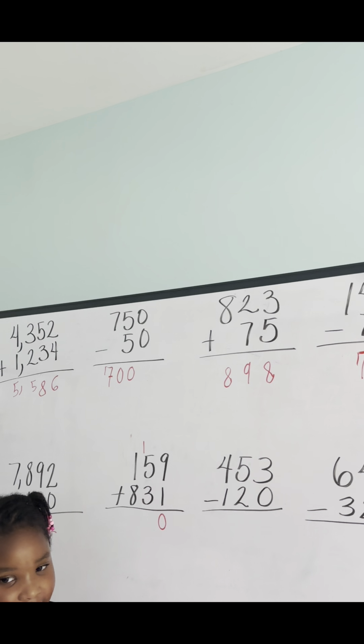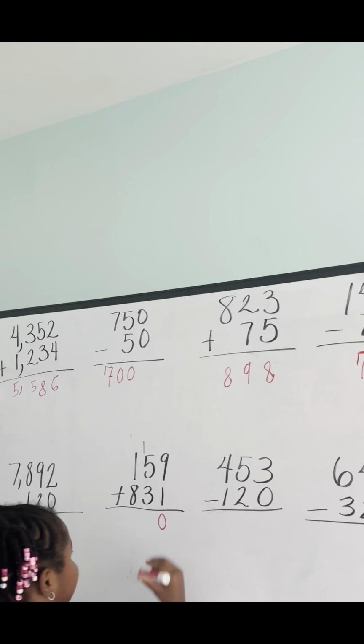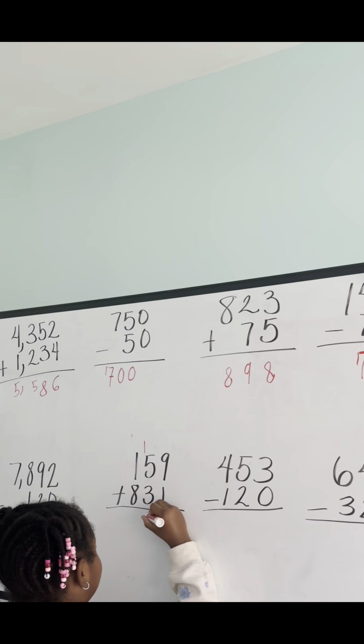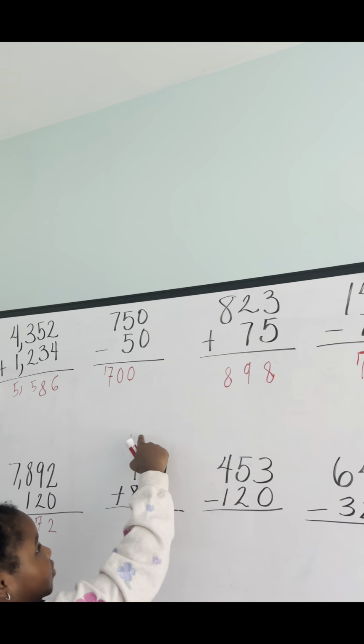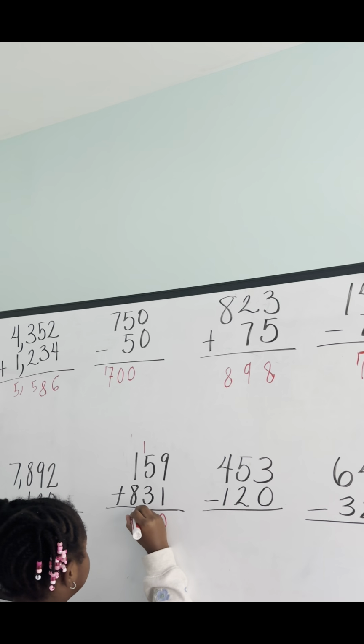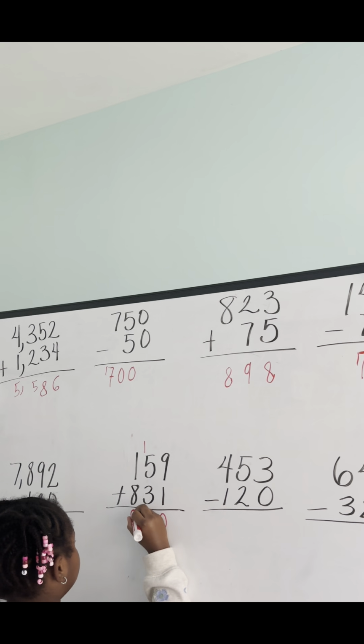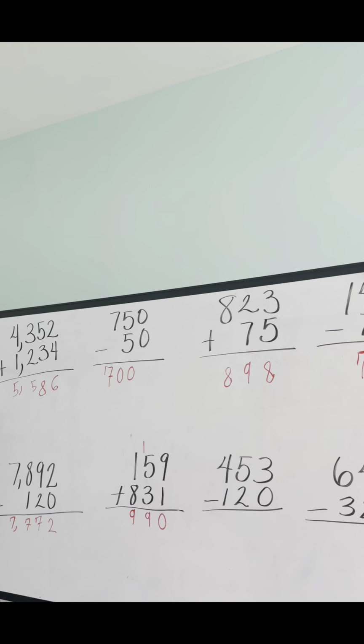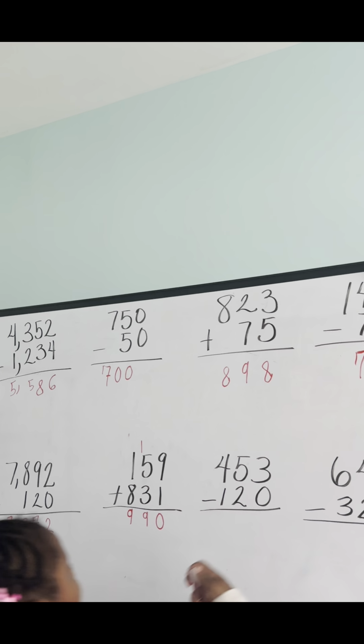So 5 plus 1 is? 6. Good. And then add on another 3 to that 6. 6 plus 3 is? 9. Very good. So go ahead and write that 9 right below the 3. You can leave that 1 right there. And then you add what? 8 plus 1, which is 9. Good. And what's your final answer with that? 990. Very good. Okay, moving on to the next one.